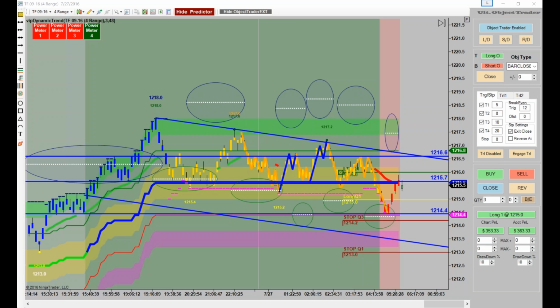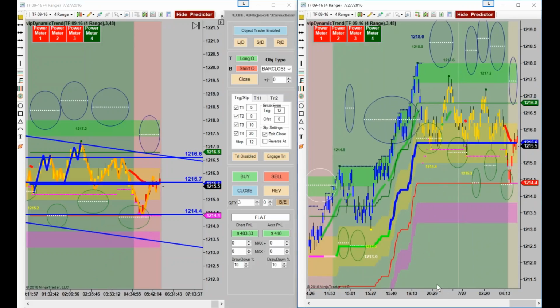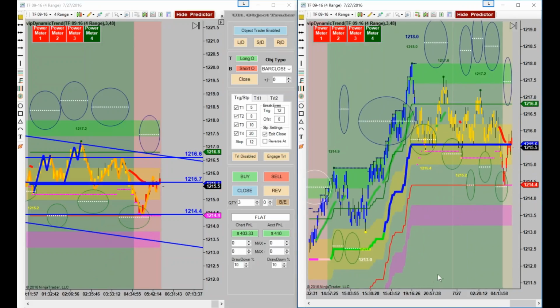And we got our target, by the way. Remember we had our target right up there. Okay, what are we doing now? Well, we're going to look for a predictor or we're going to look for a thrust and retrace, aren't we? But predictor is what we're trading.